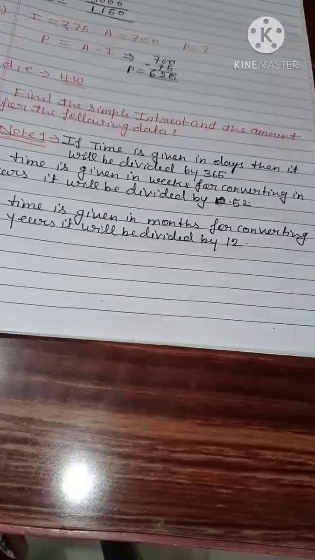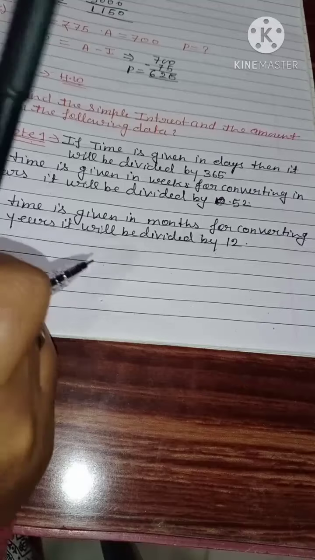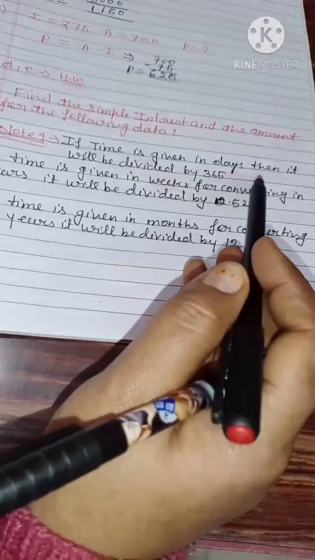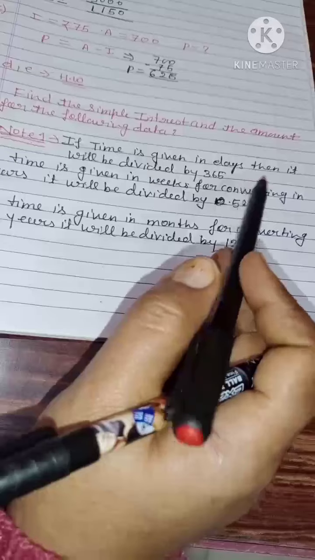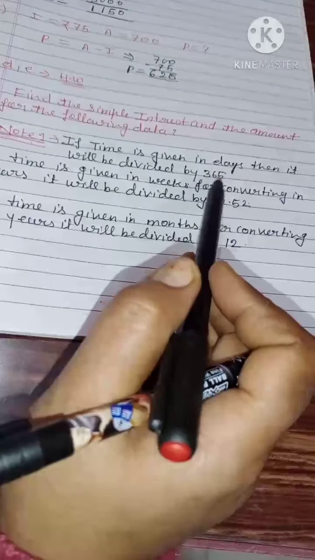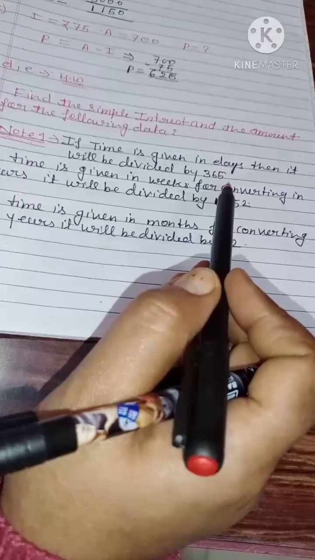Now see that before going to question number 6, I have given the note or important point of the chapter, that if the time is given in days, at that time you have to convert the days into years. And how you will convert days into years, you will divide the given days by 365. In this way it will be changed in years.